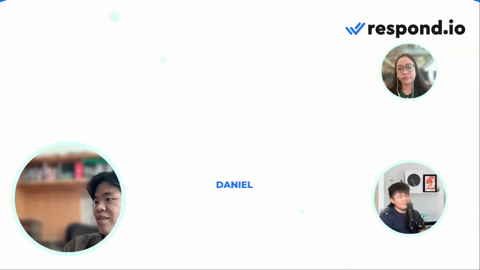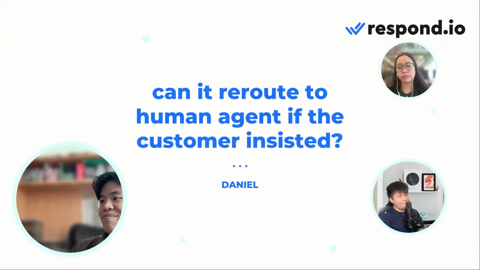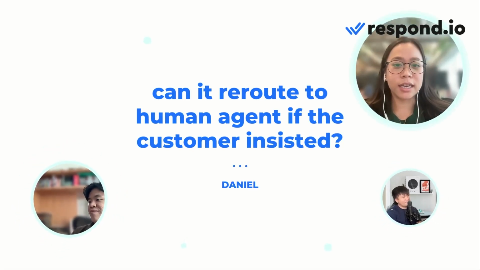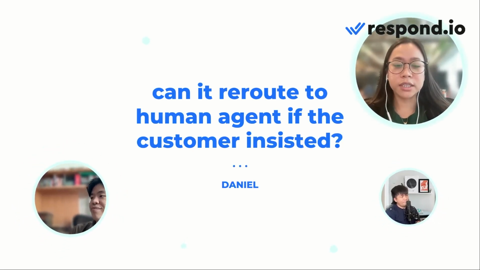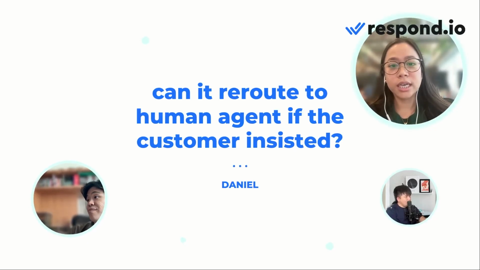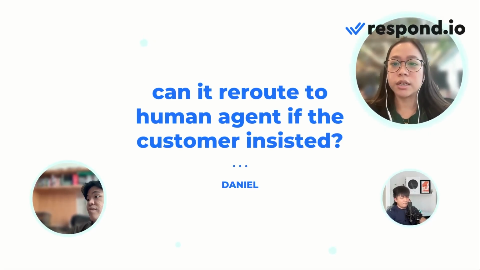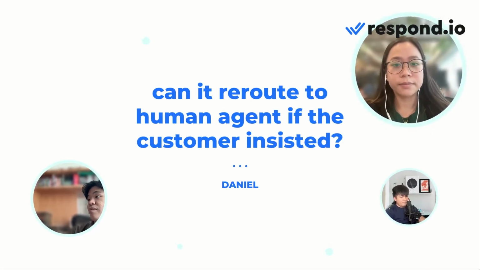Okay, Daniel, can it reroute to a human agent if the customer insists? Yes, Daniel, it can. If the contact requests a human, it will definitely be able to route that to a human agent. If there are specific teams or a specific person you want it routed to, you can add that into your prompt, and your AI agent can act accordingly.